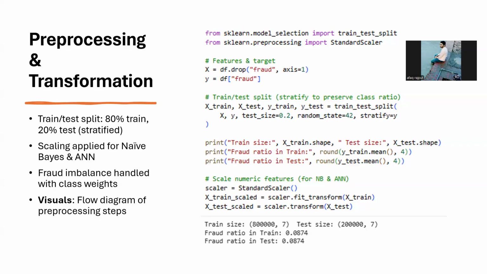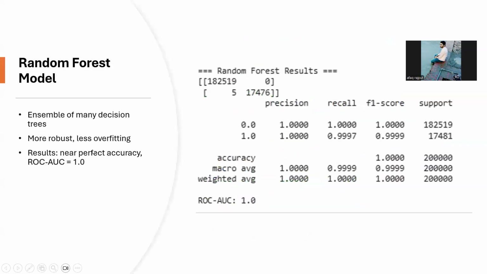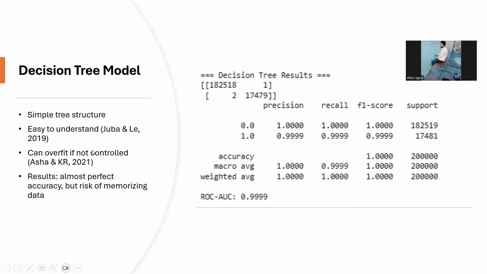The next slide is about the decision tree model. As shown in the slide, we are talking about a simple tree structure that is easy to understand and can overfit if not controlled. Results show almost perfect accuracy but a risk of memorizing data. We use a simple decision tree diagram.